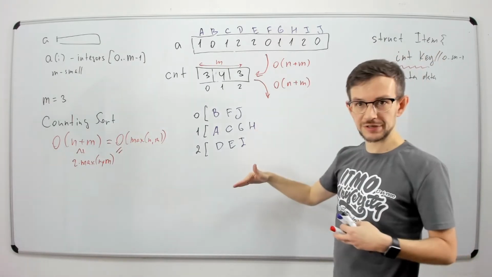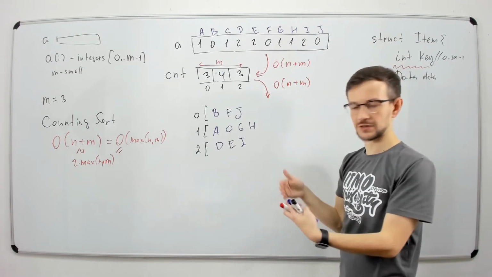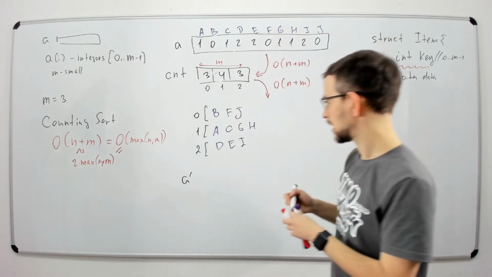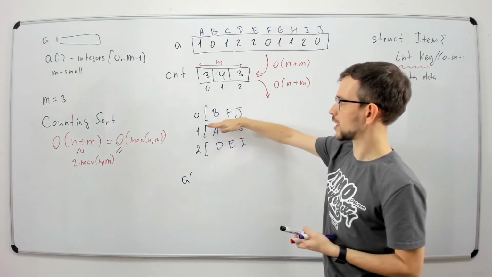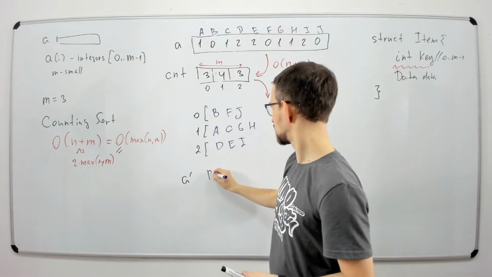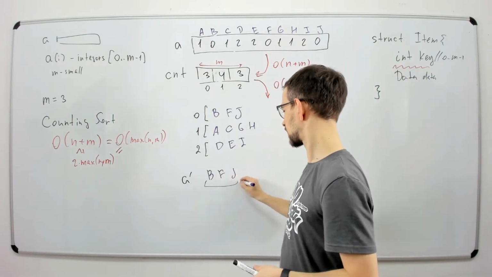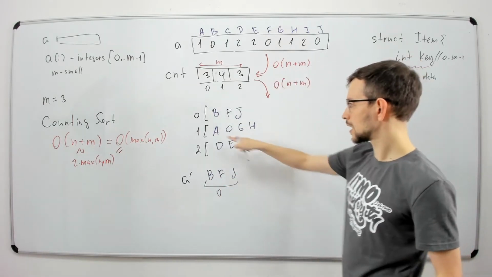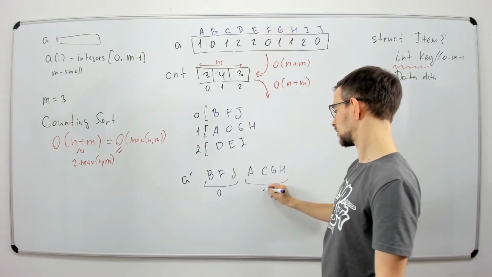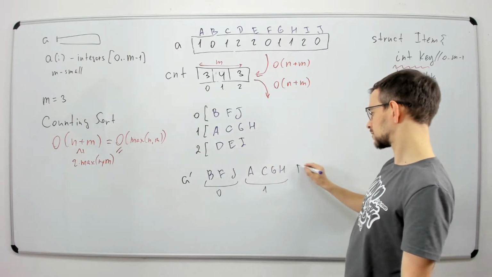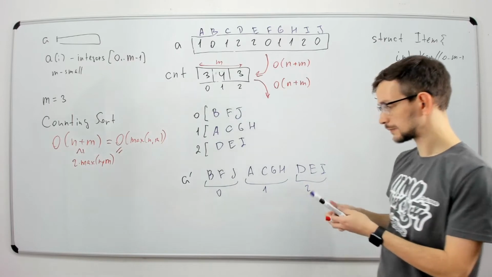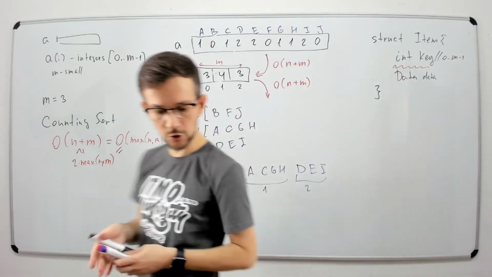And now to sort these elements, we simply concatenate all these lists. So create the final array A as the concatenation of these. So first we have all objects with key equal to 0. So we move these B, F, and J here. So these are zeros. Now we move these elements A, C, G, and H. And now we move these elements. So here we have the sorted version of the same array.